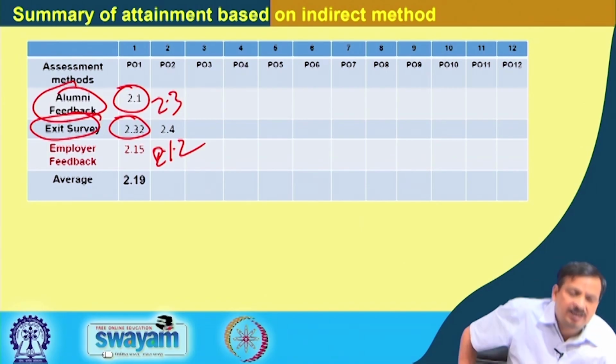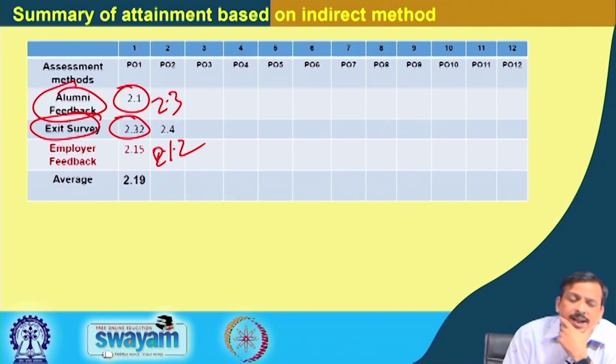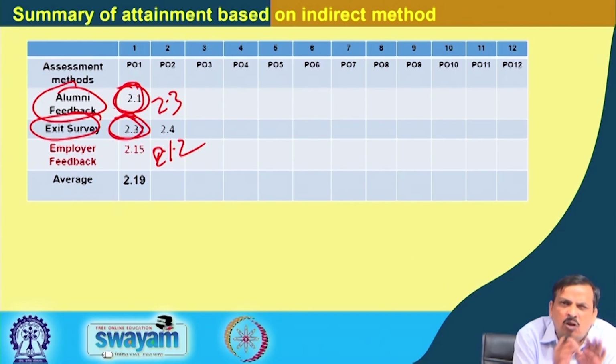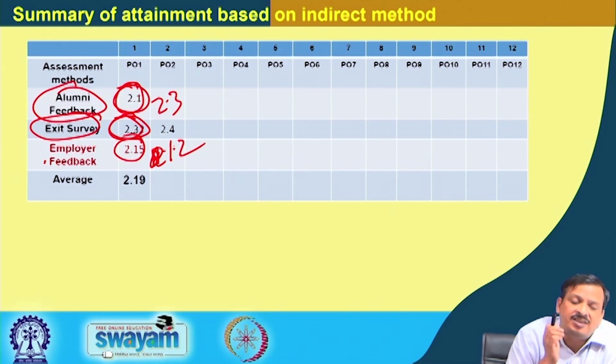Now, one thing is there. If your alumni feedback is 2.1, exit survey 2.32, almost close, and employer feedback is also 2.12, almost close. But in the case of PO 2, let us say your employer feedback is 1.2 and the exit survey is 2.4 and 2.3. So, there is something wrong: whatever the students claim, when the employer tests them, they actually do not achieve that.